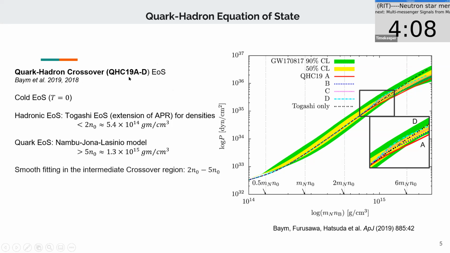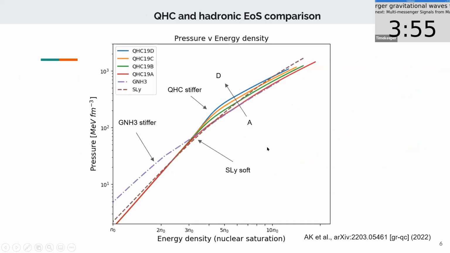So I'm just labeling them as QHC 19, A, B, C, and D. What I want to do is perform simulations of these EOSs and see whether there could be features of the gravitational waveform that can be seen. So to compare that, before going into the simulations itself, let's compare this EOS with a couple of hadronic EOSs.